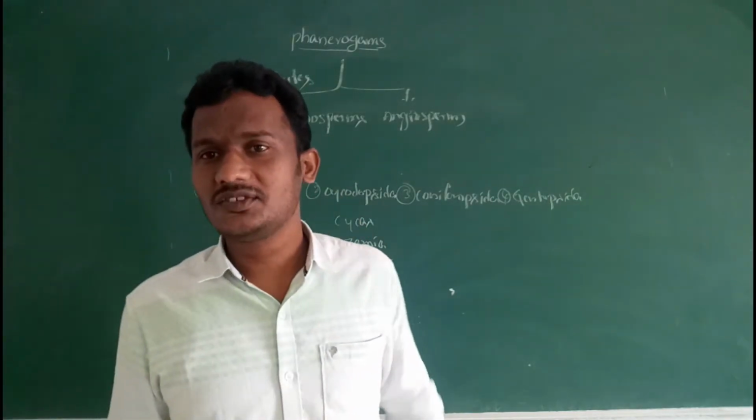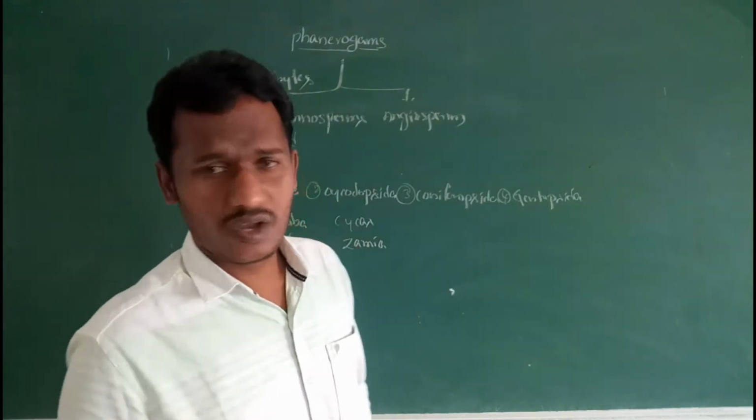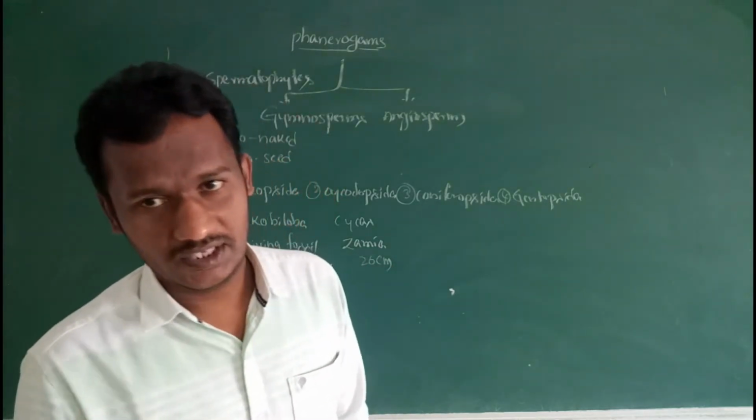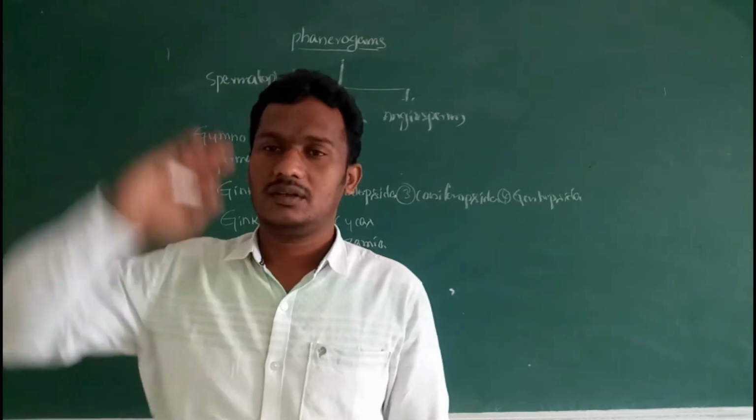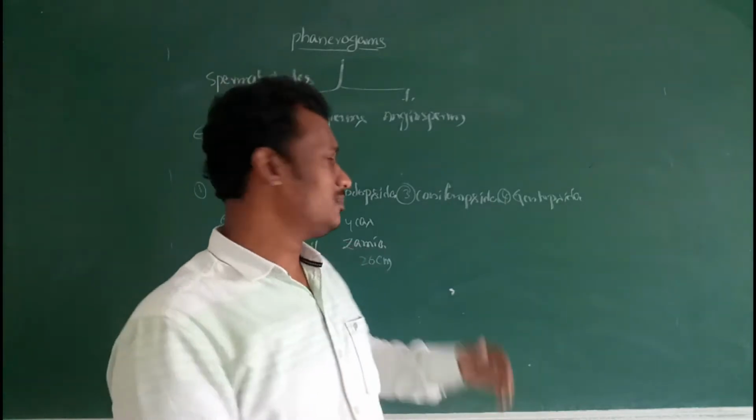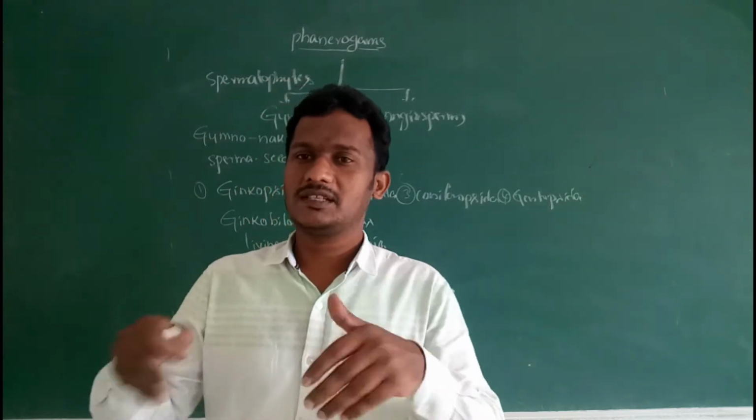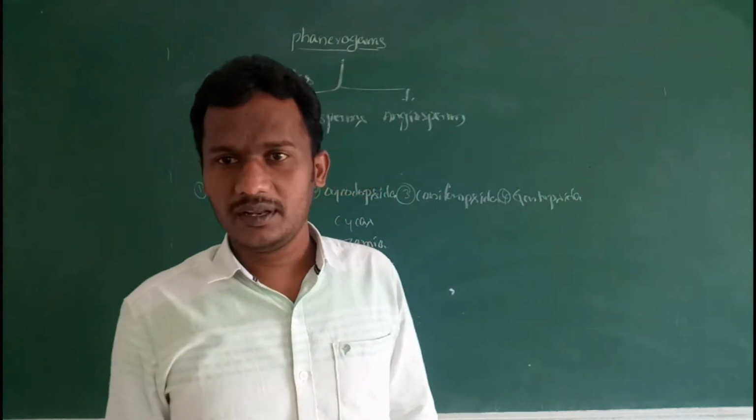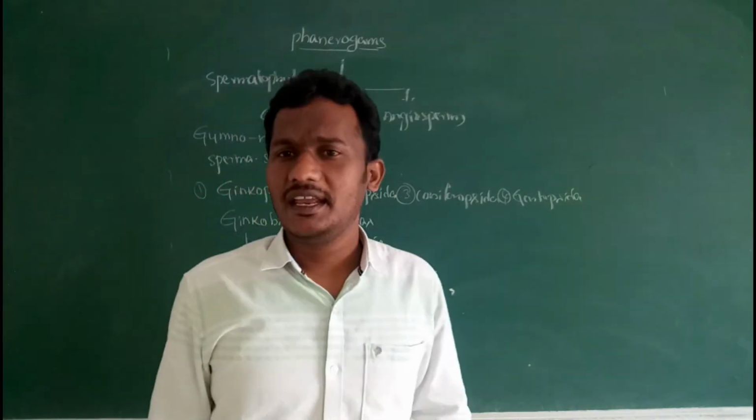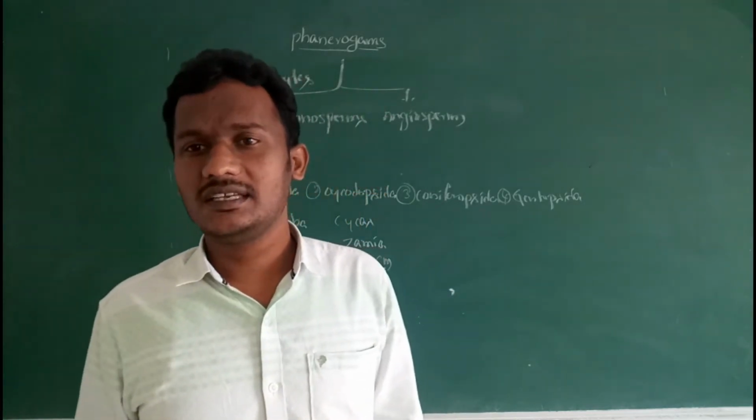The smallest gymnosperm is Zamia, which grows approximately 25 centimeters. Generally, gymnosperms grow from a few meters to hundreds of meters. Cycas plants may grow 2 to 5 meters, while some plants may grow more than 100 meters. Cycas and Ginkgo are dioecious plants.